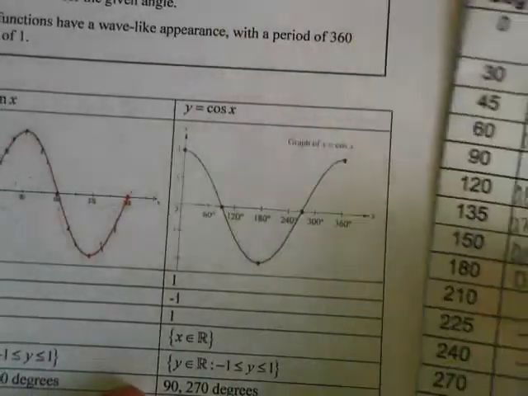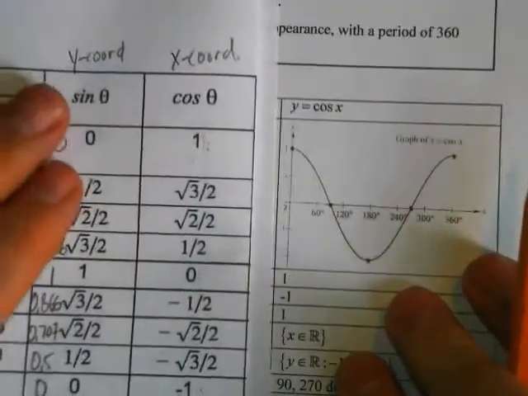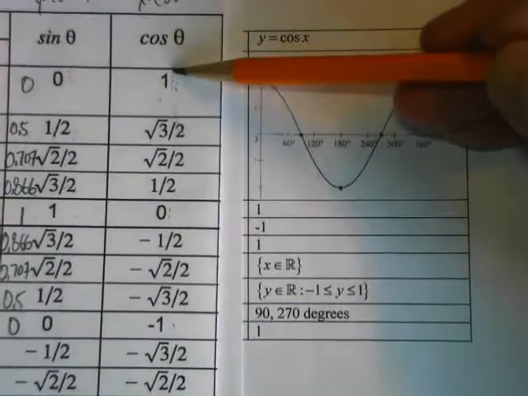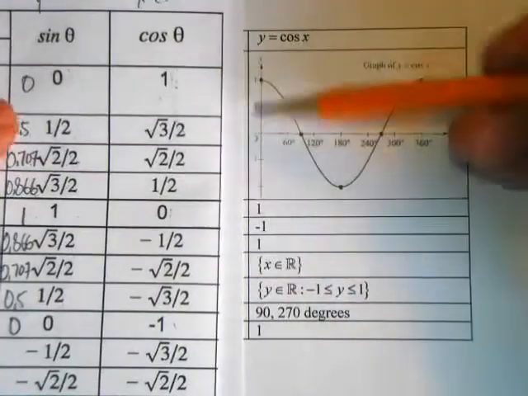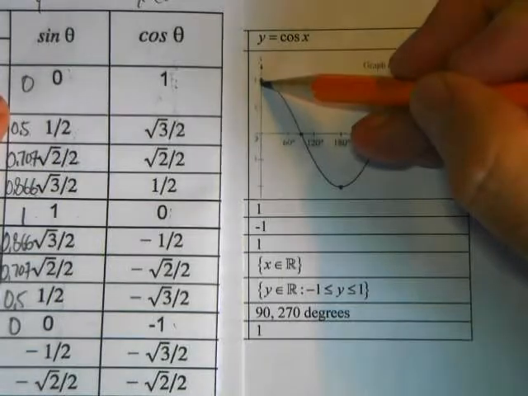It's hard to see this one. How about, yeah, let's do it this way. Okay. All right, so for cos x, remember at 0 degrees it was 1, so the graph starts right up at the top. Okay, and then it works its way down.